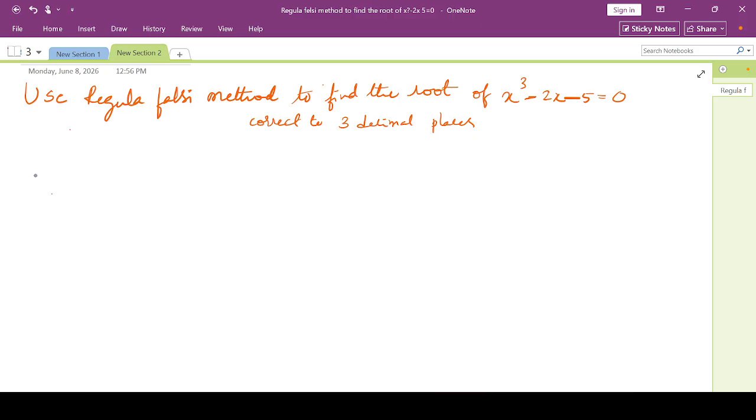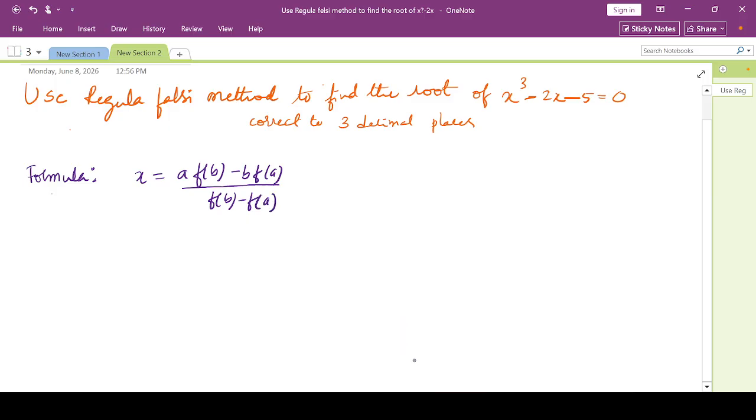First you can write the formula. What is the Regula-Falsi formula? The formula is very simple, that is x equal to (a into f of b minus b into f of a) divided by (f of b minus f of a). After writing the formula, the second step is to find the interval. We are finding the interval in which the root of the equation lies.